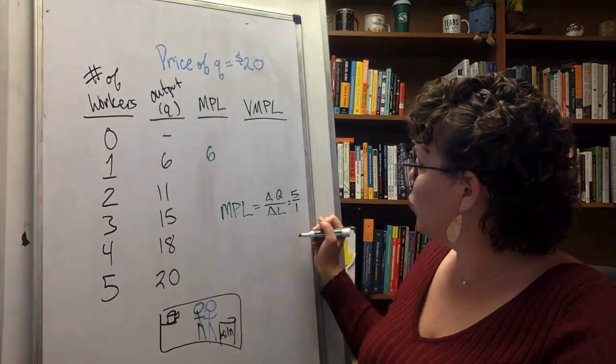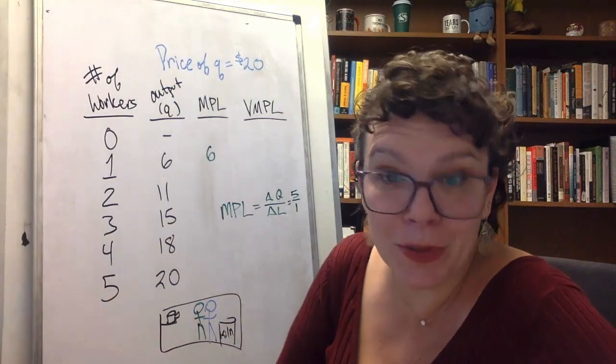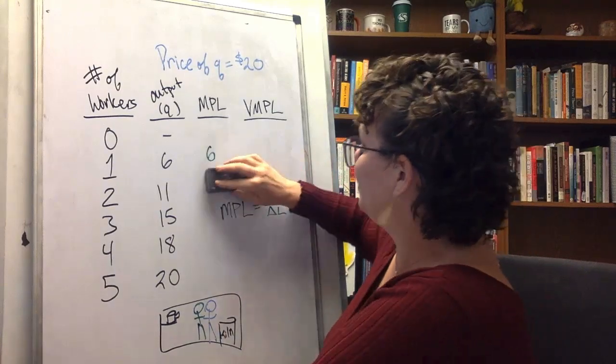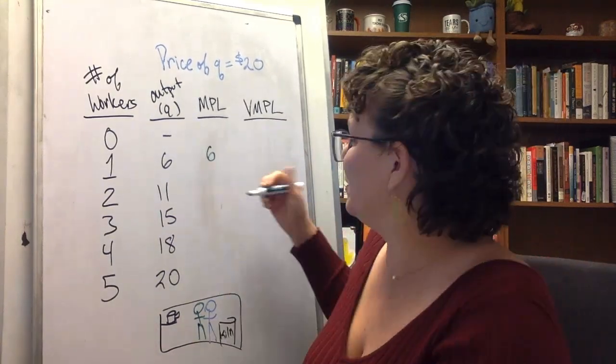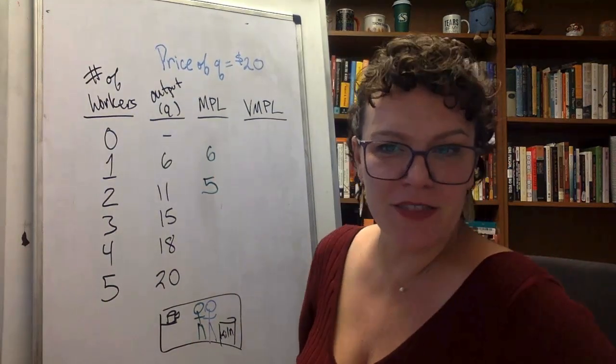So our marginal product of labor is 5 divided by 1. This second worker produces 5 more coffee mugs. Make sense? So, make space over here. We have limited whiteboard space today. So this starts to give you a sense of how this goes.